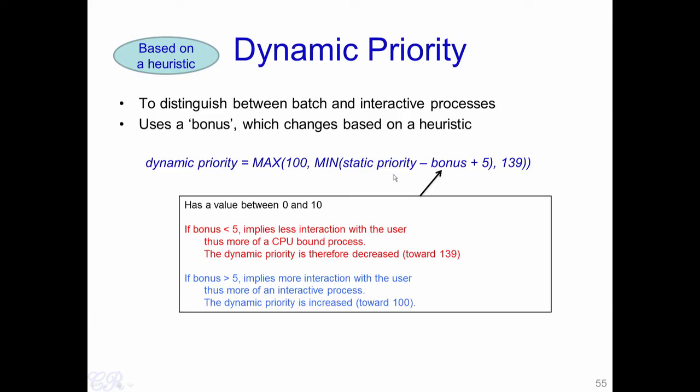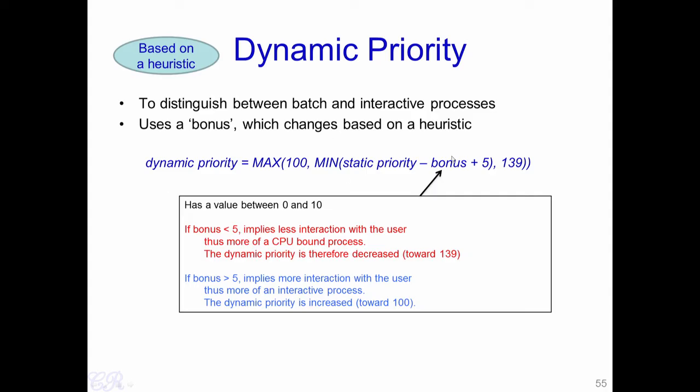So, you can take two examples. For instance, we have seen a bonus of 3, and we had seen that it resulted in a dynamic priority of 122, implying that it is more of a CPU bound process, and therefore is given a lower priority in the system. On the other hand, if you take a bonus of 8 and compute the same thing, you will see that the dynamic priority actually reduces.